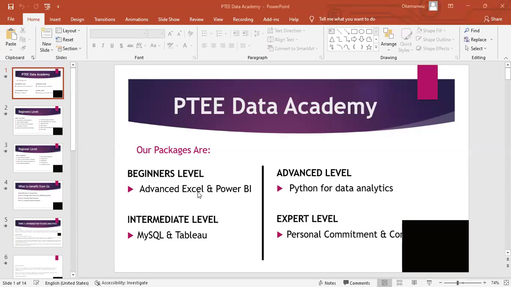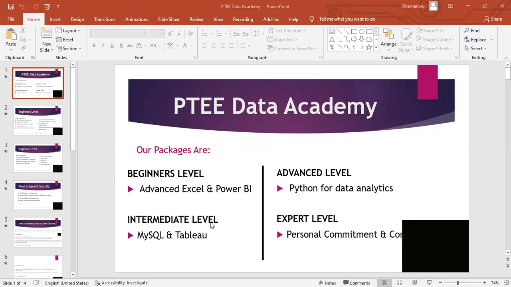After the beginners level comes the intermediate level, and that is the stage where you'll be using SQL, that is MySQL, and another visualization tool called Tableau. So this is like an advanced part of what you'll be doing here. But every process is just the same, but with the use of different software. I don't know if you understand that.